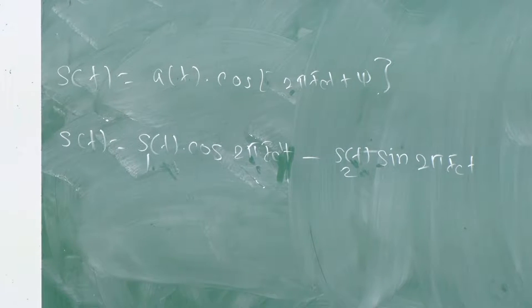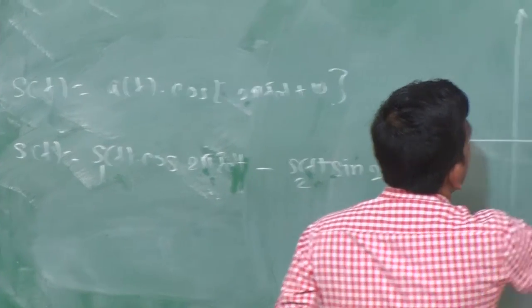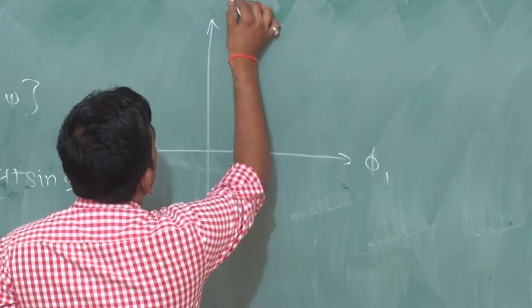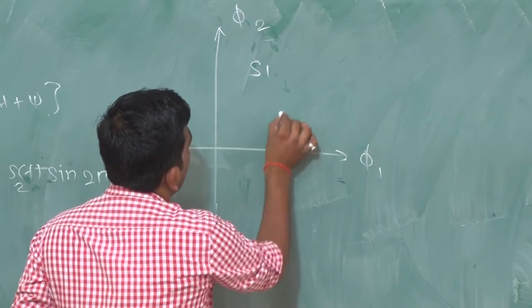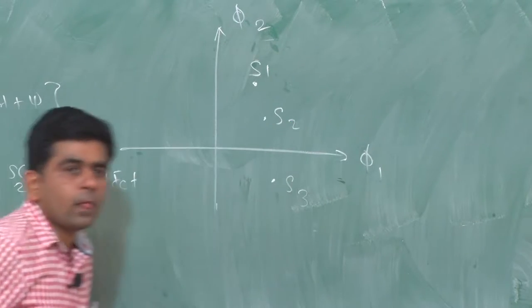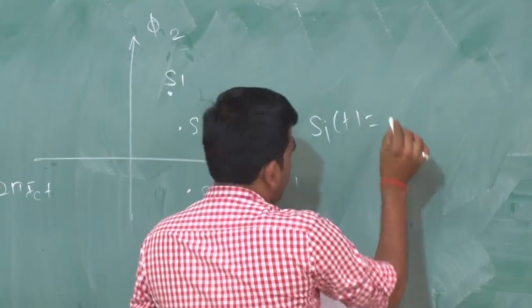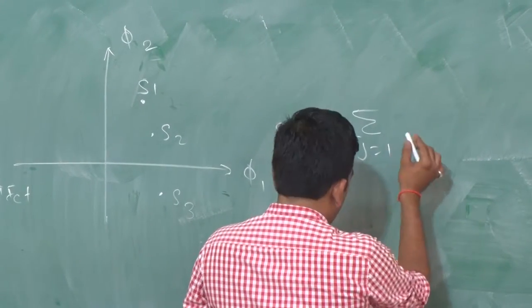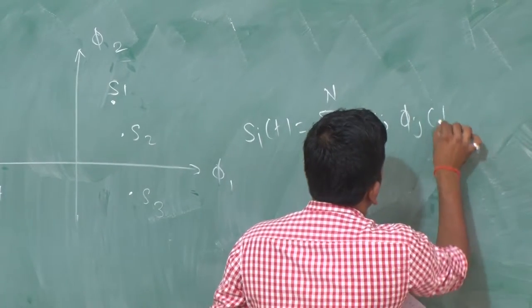In the same way, we can represent the signal as a summation of its coefficient with the basis function. We can see that for this two coordinate system, phi 1 and phi 2 with various values, we can represent S1, S2 and S3. So here we can say that Si of t is equal to summation over j equal to 1 to n, Sij into phi j of t.